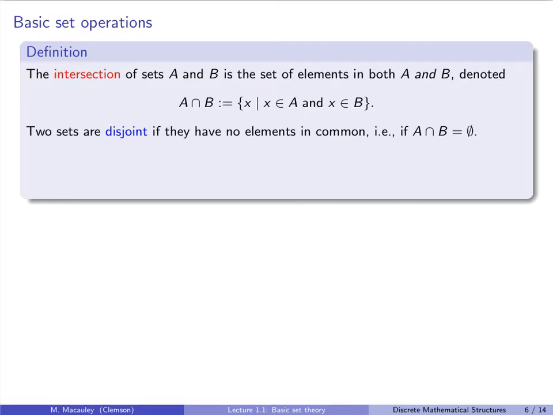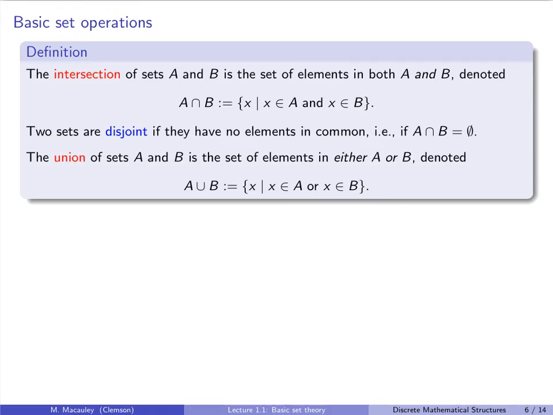Two sets are disjoint if they have no elements in common. In other words, if A intersect B is the empty set. Now, quick minor comment. I'm saying if here. I really could say if and only if, but I'm not, just because I'm making a definition, so I think it should be clear from the context that that's what I mean.